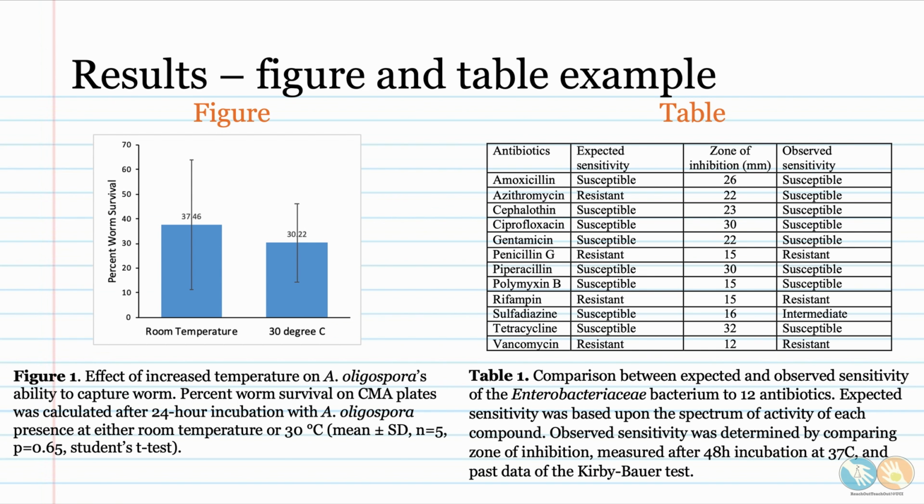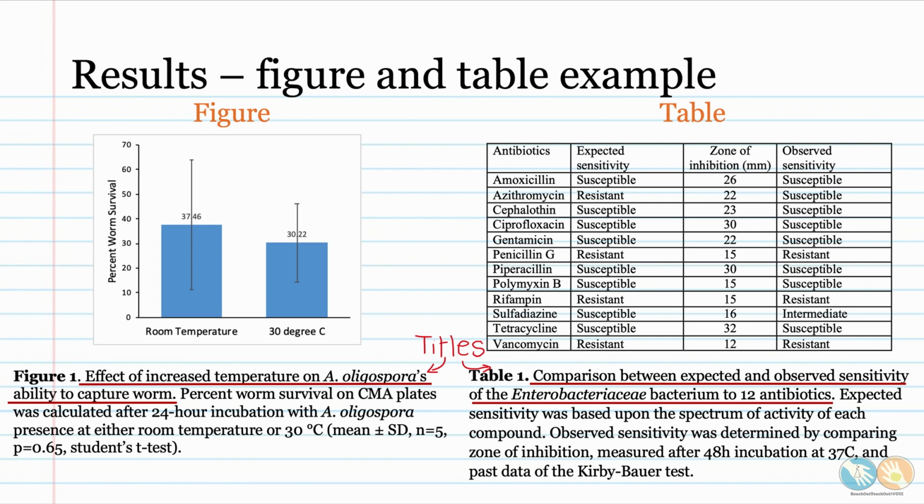Here are two examples for figures and table in the results section. Below each figure and table is a figure name showing the main point. The example on the left shows the effect of increased temperature on the fungus's ability to capture worms in the form of a bar graph. The table on the right shows the predicted and observed antibiotic sensitivity of a bacterium.